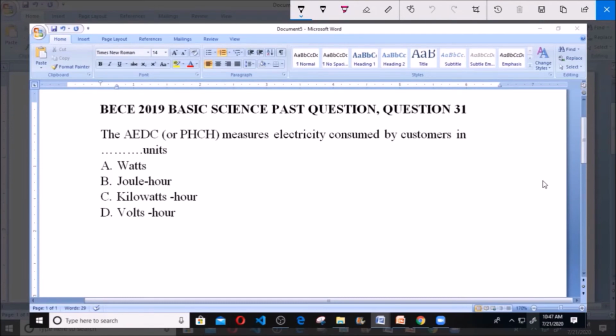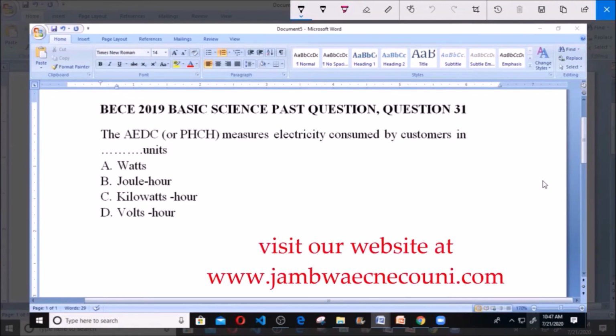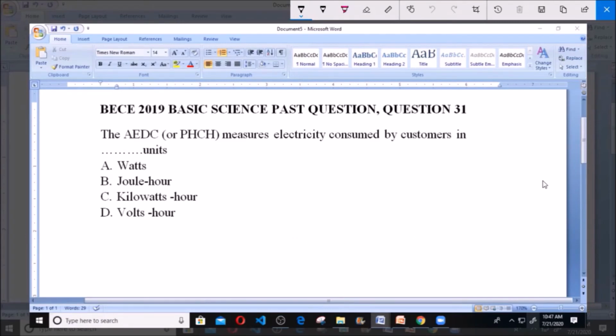The AEDC or PHCN measures electricity consumed by customers in dash units. A. Watts, B. Joules per hour, C. Kilowatts per hour, and D. Volts per hour.